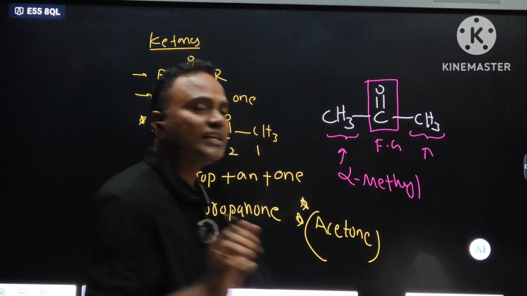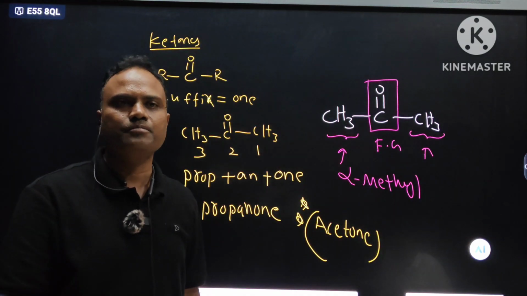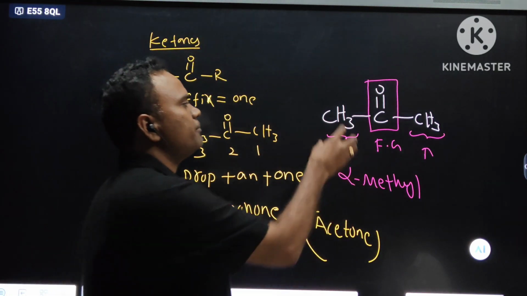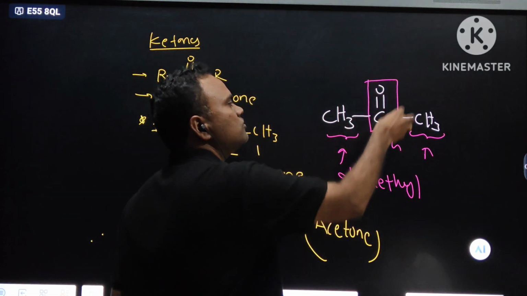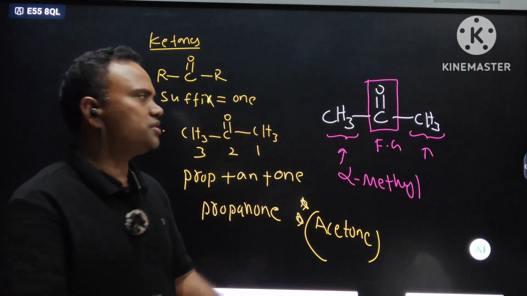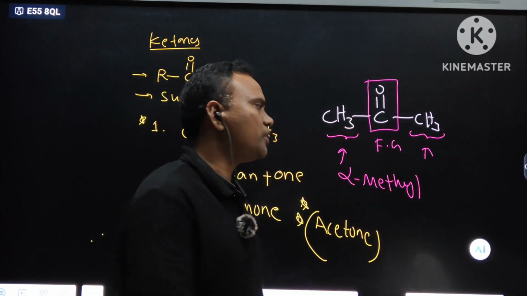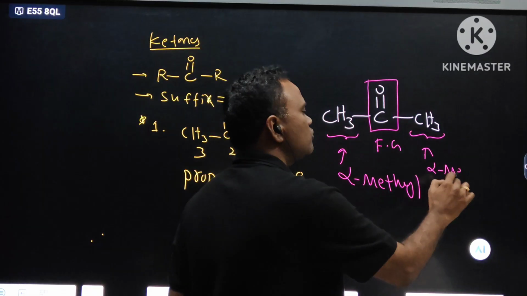Identifying alpha methyl in a given ketone is important. Alpha methyl group means the methyl group which is directly connected to C double bond. This is one alpha methyl. This is one alpha methyl. 2 alpha methyl groups are there.